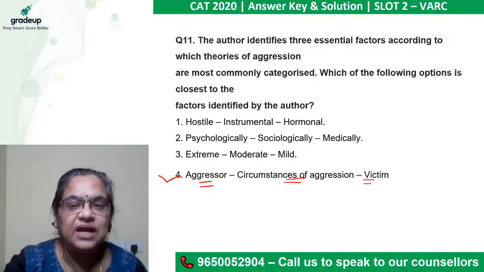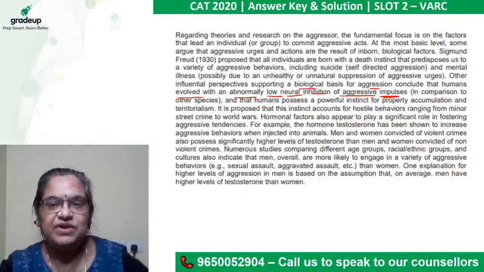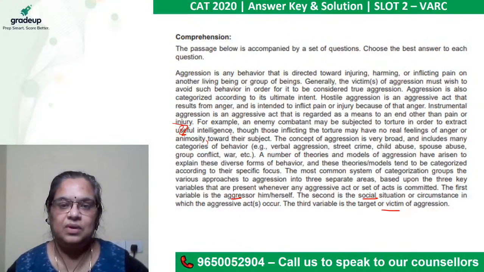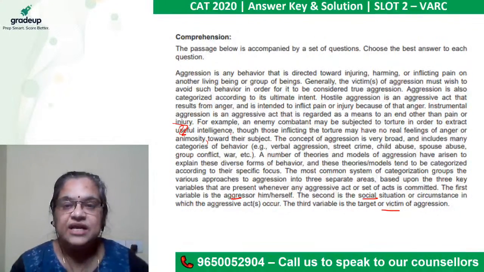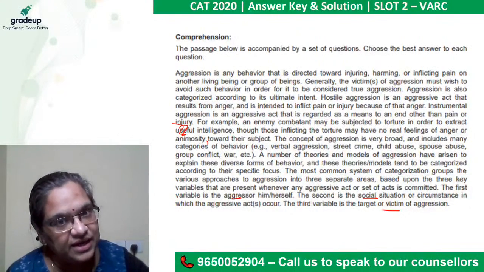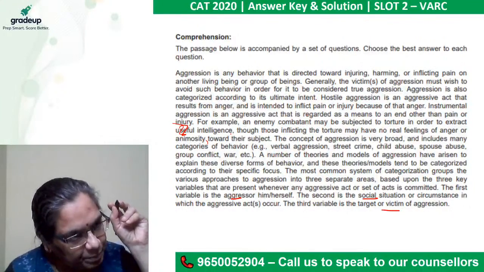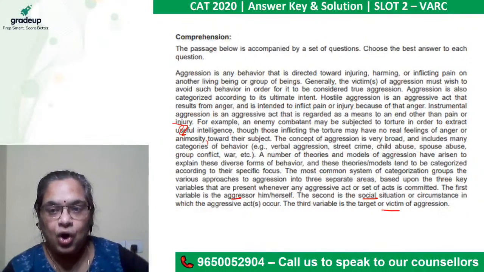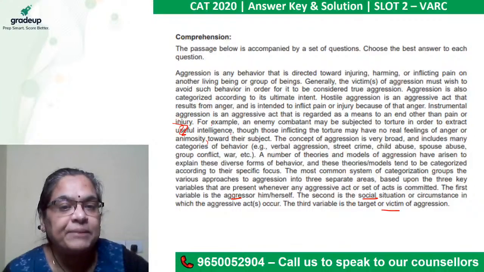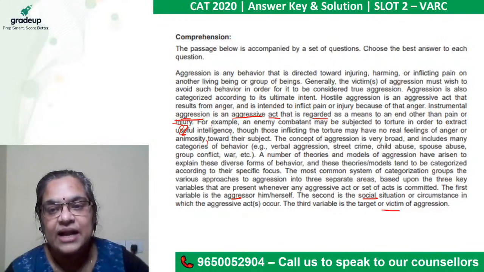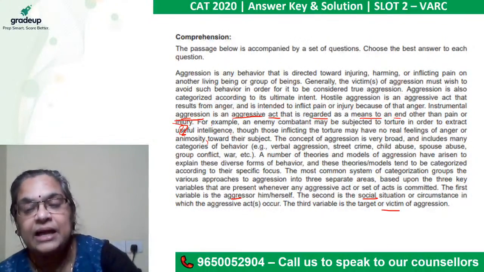Now, here the larger point will be there in the passage itself, where he says hostile aggression. So when he talks of different forms of aggression, he says hostile aggression results from anger intended to inflict pain, because that anger is directed to, and the purpose of the anger is to inflict pain. On the other hand, instrumental. So this example has been given as an example of instrumental aggression, an aggressive act that is regarded as a means to an end other than pain or injury.